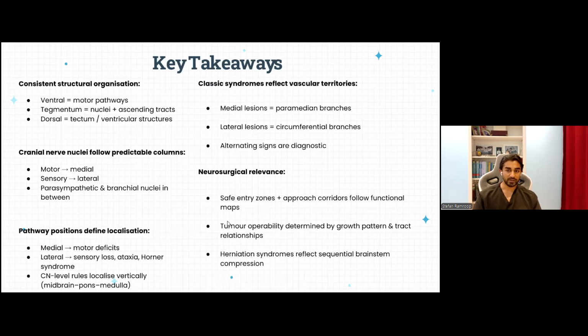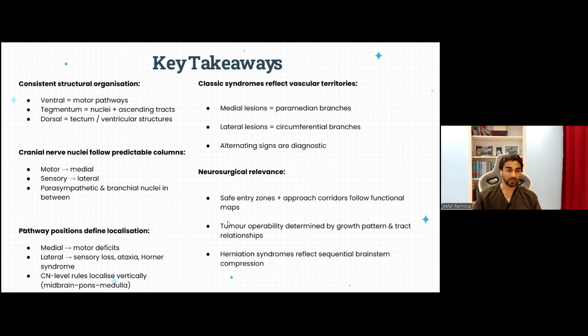So just to summarize, the functional anatomy of the brainstem is deeply structured and highly predictable, and the ventral tegmental dorsal organization repeats throughout the midbrain, pons, and medulla, giving each axial section a consistent pattern. Cranial nerve nuclei are arranged in longitudinal columns with motor nuclei medial and sensory nuclei lateral, and understanding these relationships allows for rapid localization of cranial nerve deficits. The major ascending and descending pathways maintain fixed positions, medial for corticospinal and lemniscal systems, and lateral for spinothalamic and cerebellar pathways. The combination of these positional relationships produces the classic medial and lateral brainstem syndromes.